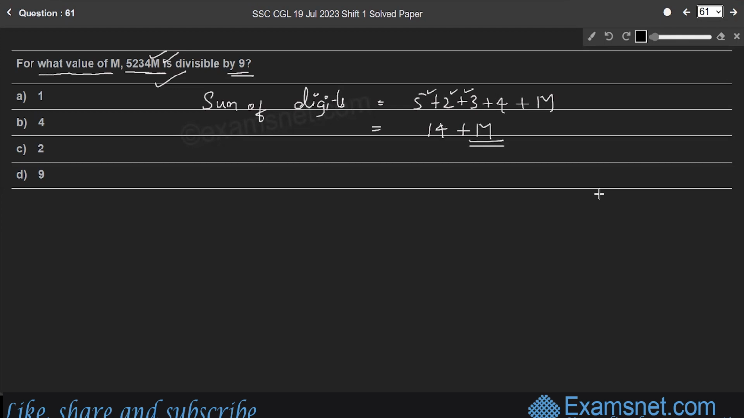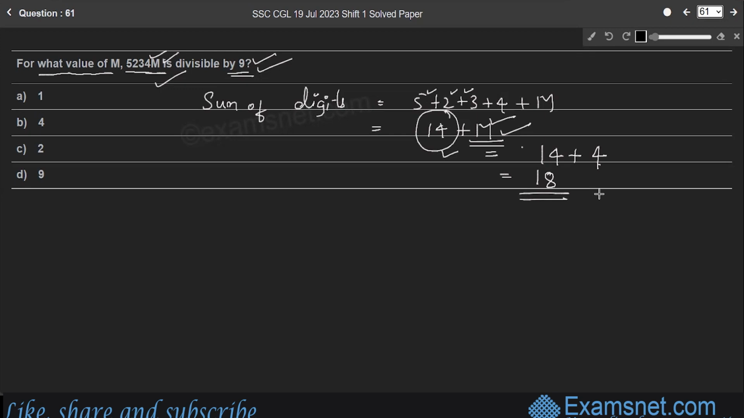Therefore, the value of m is a number which, when added to 14, should give a multiple of 9, right? The nearest number to 14 that, when added to it, makes a multiple of 9 is 4, right? So that is 14 plus 4. When the value of m is 4, it becomes 14 plus 4, which is 18, a multiple of 9, so 18 is divisible by 9, right?